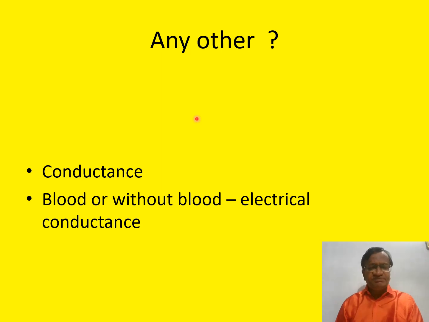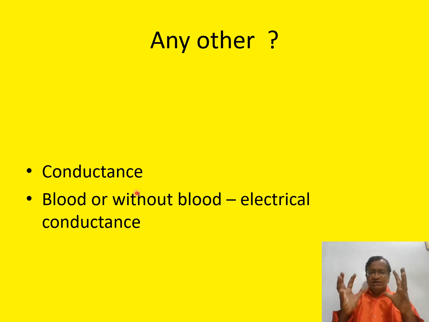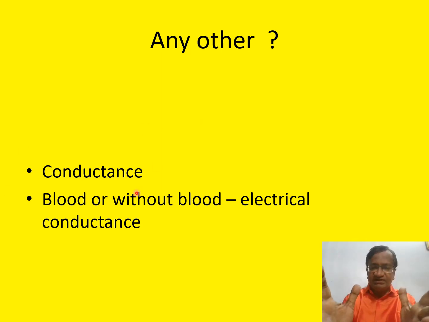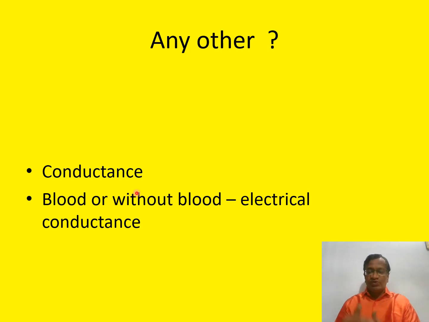Any other thing about this PV loop? Yes, conductance, because the heart is filled with so much blood. So the electrical conductance, with blood and without blood, may vary. This is being used in many of the cardiac output monitors and many other things.